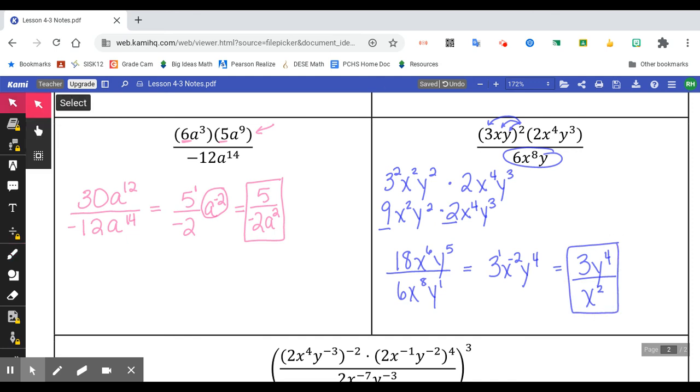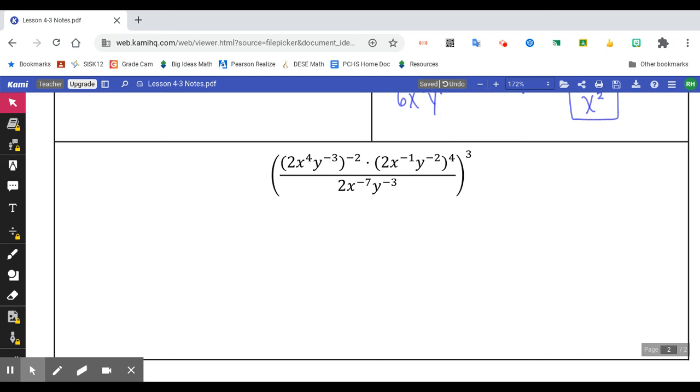All right, hopefully you're feeling better. We got one last one here to top it all off. Okay, so inside first gives me distributing. So I'm going to go negative 2, negative 2, negative 2. So I'm going to have 2 to the negative 2, x to the negative 8, and y to the sixth times. Now I've got to do 4. So 4, 4, and 4 gives me 2 to the fourth, x to the negative fourth, and y to the negative eighth.